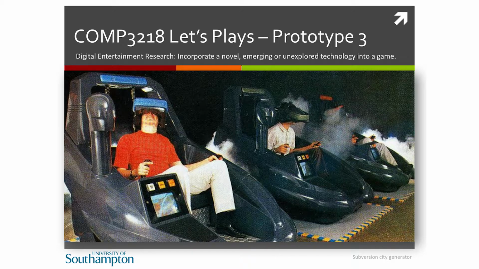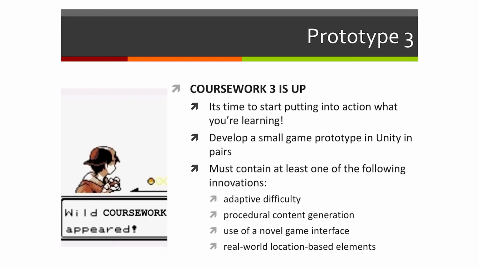So I think we've got 4 games to have a look at in this cycle. Ricky, do you want to say a little bit about what they were asked to do? Yeah, so in this third prototype they had to make a game that used an innovation in games technology. So we asked them to build a game that made use of adaptive difficulty, procedural content generation, a novel interface like a novel input device or a novel output like VR, or real-world location-based data.